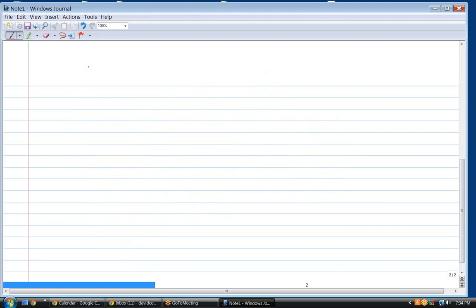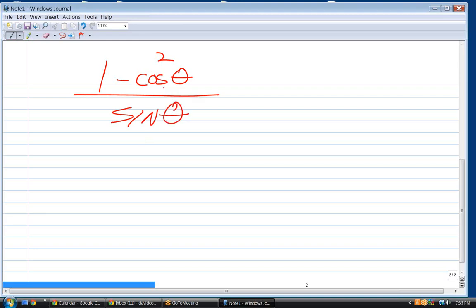What else? The next one is 1 minus cosine squared theta over sine theta. Okay, what's 1 minus cosine squared theta equal to?